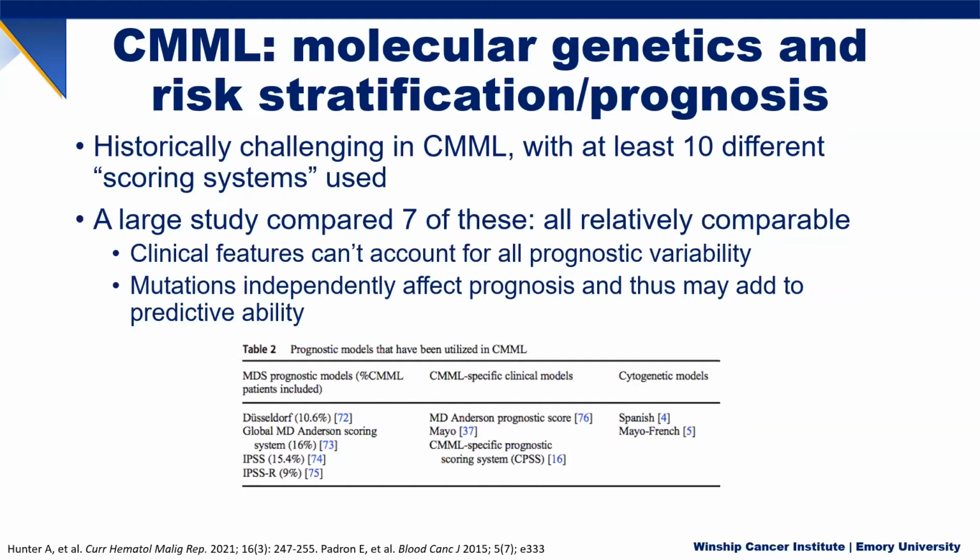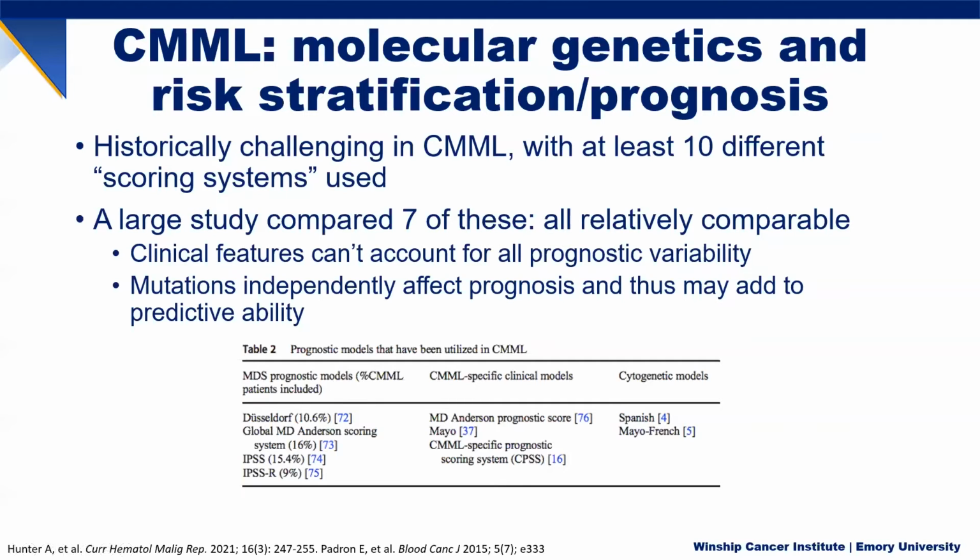Now, how does this relate to determining prognosis, or what we call risk stratification? This is something that there's been a lot of work in over the years in CMML and has been somewhat challenging. There have been about 10 different scoring systems used over time. As you can see, I have some of the older ones listed on the bottom here. Four of these weren't even unique to CMML patients and really were made for MDS. Three of them were specific to CMML, but didn't incorporate things like genetic data. And so which is the best has been hard to determine.